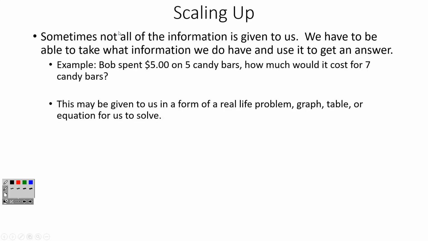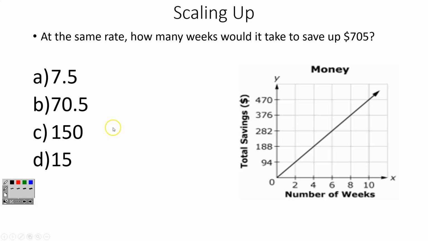In this case, they're giving us a real-life problem that we would have to use to scale up, to figure out how much it would cost for more. Sometimes they're going to give it to us as a real-life problem, a graph, table, or an equation. So we're just going to go through some of these so you can see what this looks like. We've got a graph here, and at the same rate, how many weeks would it take to save up $705? And we've got 4 possible answers over here.